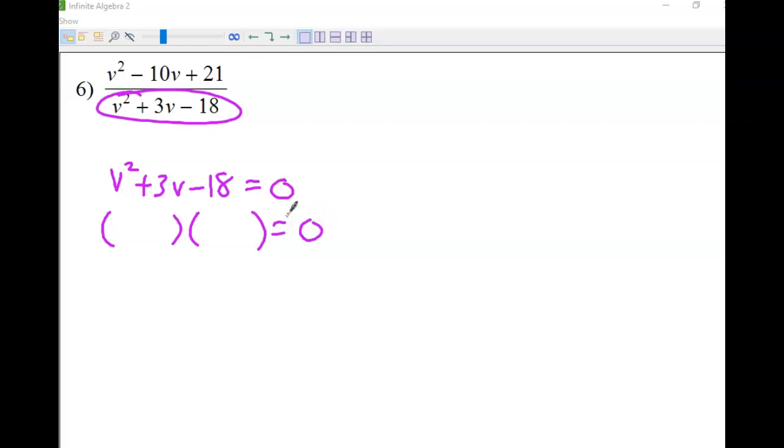We're going to factor it. And then we're going to do zero product property to solve.